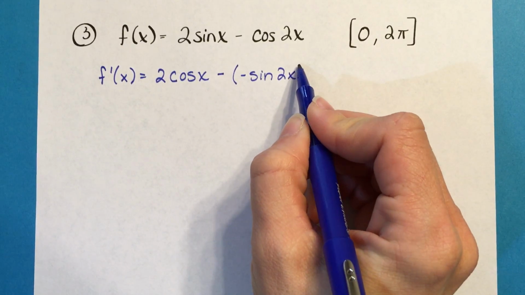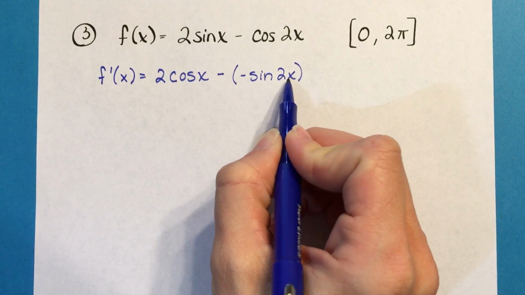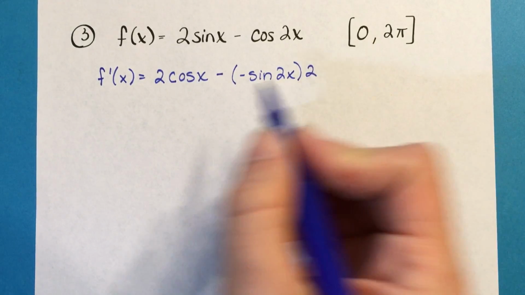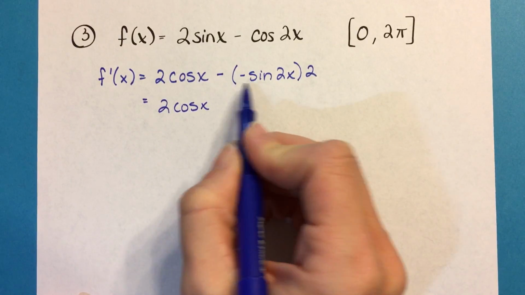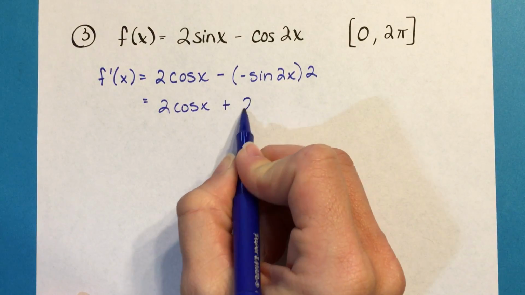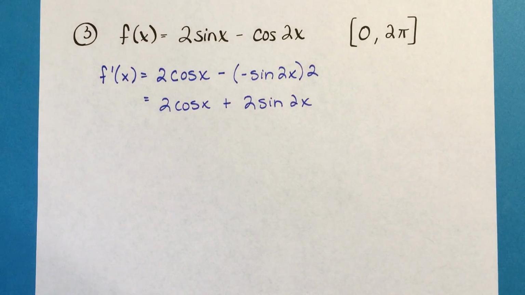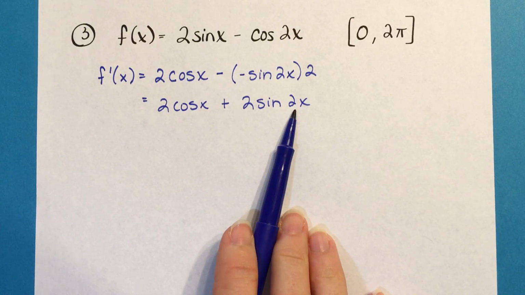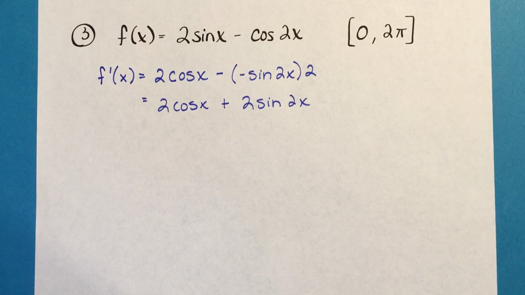But then you have to apply your chain rule and take the derivative of the argument, so that would have to be a times 2. So you actually could just rewrite this as plus 2 sine 2x. Okay, now one thing about this example is the fact that your argument here is x, here your argument is 2x. We need our arguments to be the same.